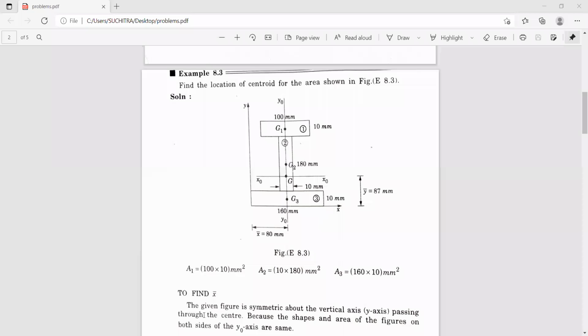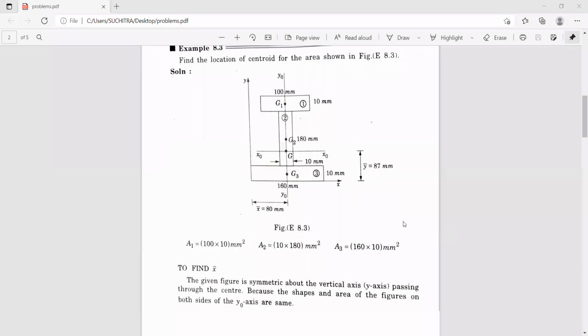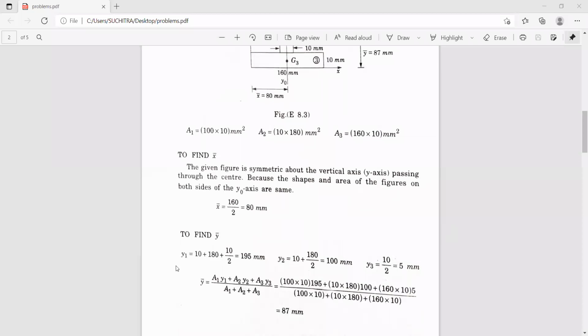Now let us check. Here you can see the given figure is symmetrical about the vertical axis, the y-axis passing through the center, because the shape and the area of the figures on both sides of the y-axis are the same. That is, you have a mirror image, known as the axis of symmetry. Now let us check y1. y1 is 10 plus 180 plus half of the upper portion, it is 195 millimeters, and y2 is 10 plus 180 divided by 2, so it works out to be 100 millimeters, and similarly y3 is 10 divided by 2, that is 5 millimeters.